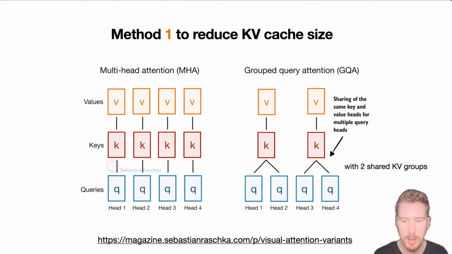And the idea here is that for a group, we share the keys and values. So here we have so-called two shared KV groups. Two queries share the same key and value, instead of having one key and value for each head. That reduces the KV cache size because now instead of 4, we have only 2. So we reduce the KV cache size by half by just sharing.